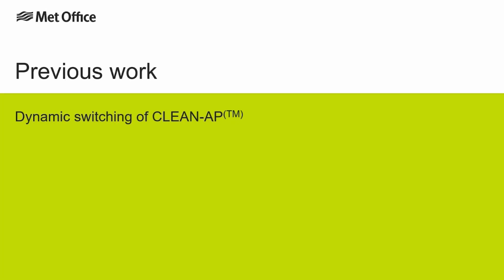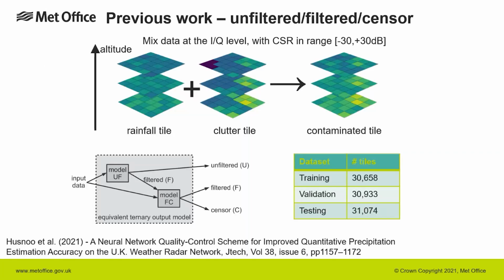And now we'll talk about that work about switching it on and off. So we developed a neural network, actually two of them, but you can think of them as just one black box, and it is meant to classify into three outputs.